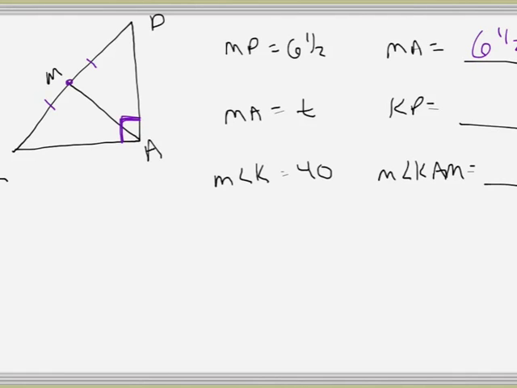6.5. We had a theorem that said if it's a right triangle and M is the midpoint of the hypotenuse, it is the same distance to all 3 vertices. So if it's 6.5 to P, it's 6.5 to K, it's 6.5 to A. Okay, all 3 of those are the same. If MA is T, how long is KP? 2T. So if the little inside one is measured as T, KP has 2 of those, so it would be 2T.